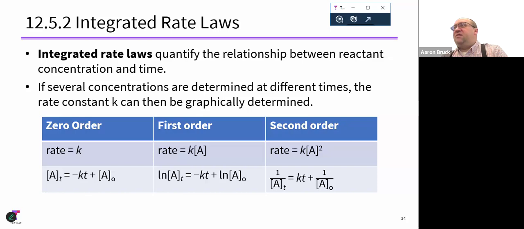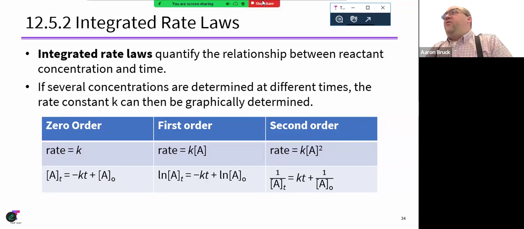Well, the main difference is this. With an integrated rate law, what we are doing is we are isolating one of the reactants and using that reactant to determine what its order is based on how it changes over time. And so this is a graphical kind of interpretation where we're going to do graphing and graphical analysis.